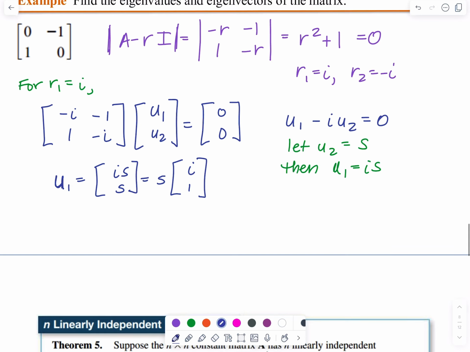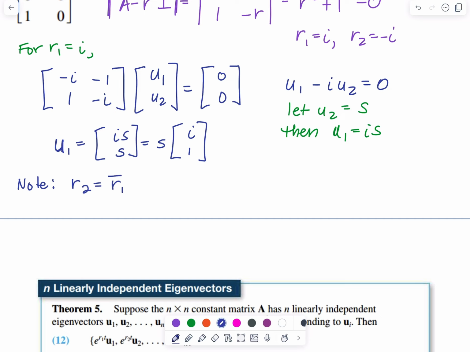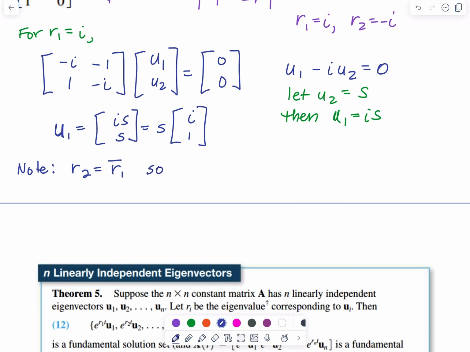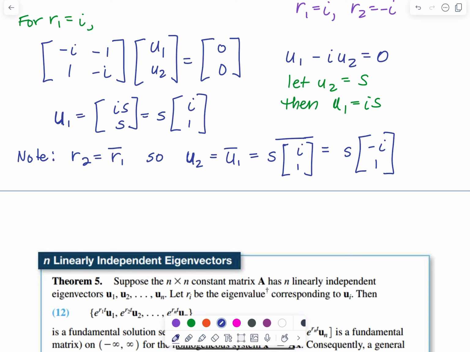Now, keep in mind that r2 is equal to the complex conjugate of r1. So that means that u2 is equal to the complex conjugate of u1. So we could just say that u2 is equal to s multiplied by the complex conjugate of vector i, 1, which is equal to s multiplied by negative i, 1. Okay, and that is our eigenvector associated with r equal to the opposite of i.